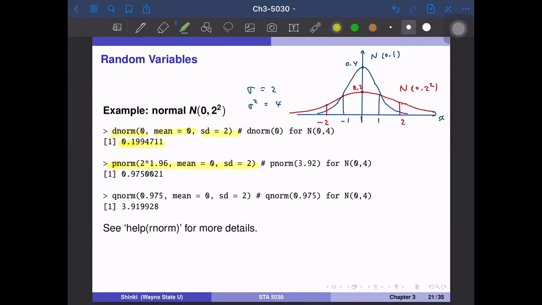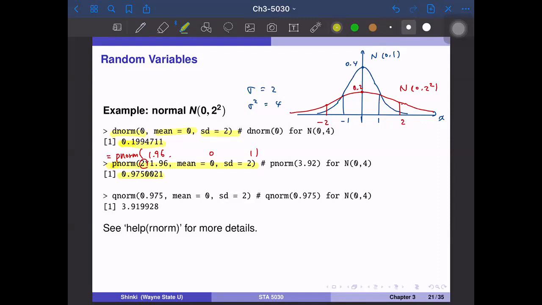And how about the p-norm of 2 times 1.96 with mean 0 and standard deviation 2? Then, okay, this is the same as the p-norm of 1.96 with mean 0 and standard deviation 1. Since this is twice as wide, if we multiply by 2, the probability should be exactly the same. So as seen in the previous slide, we get 97.5%.